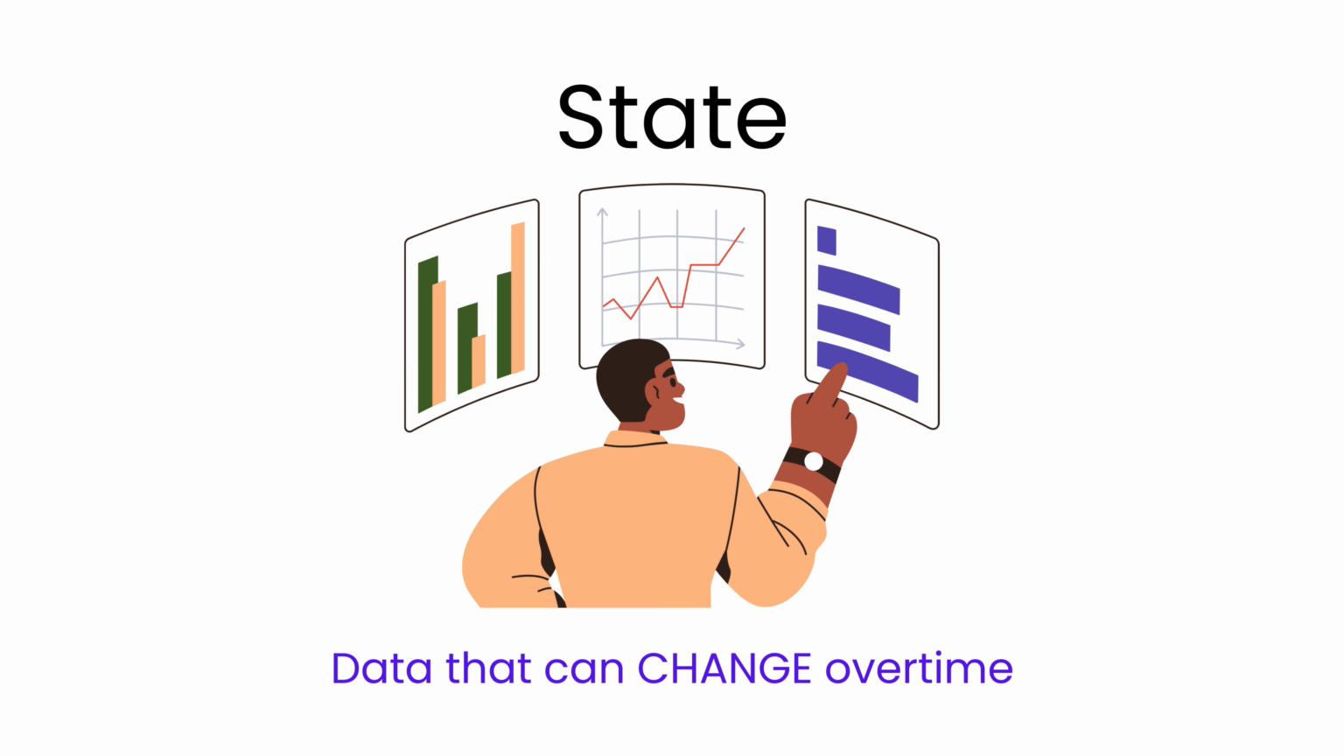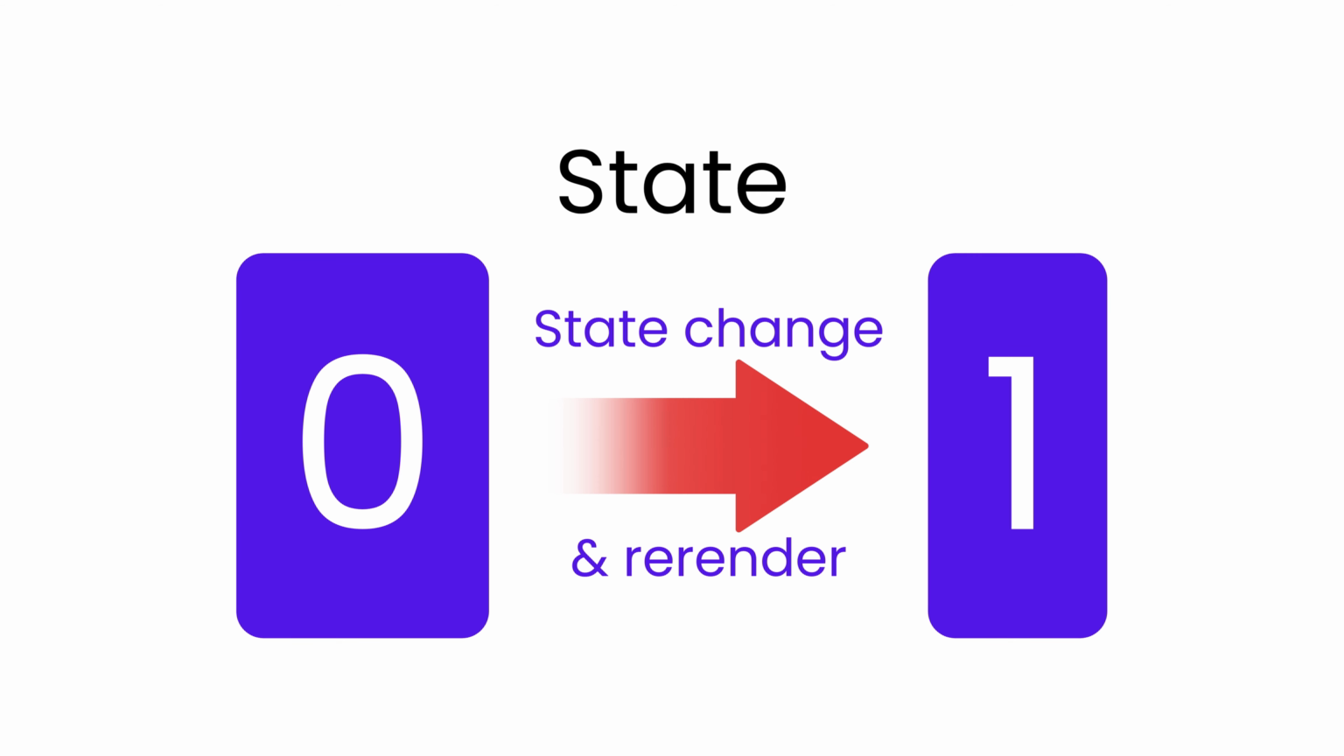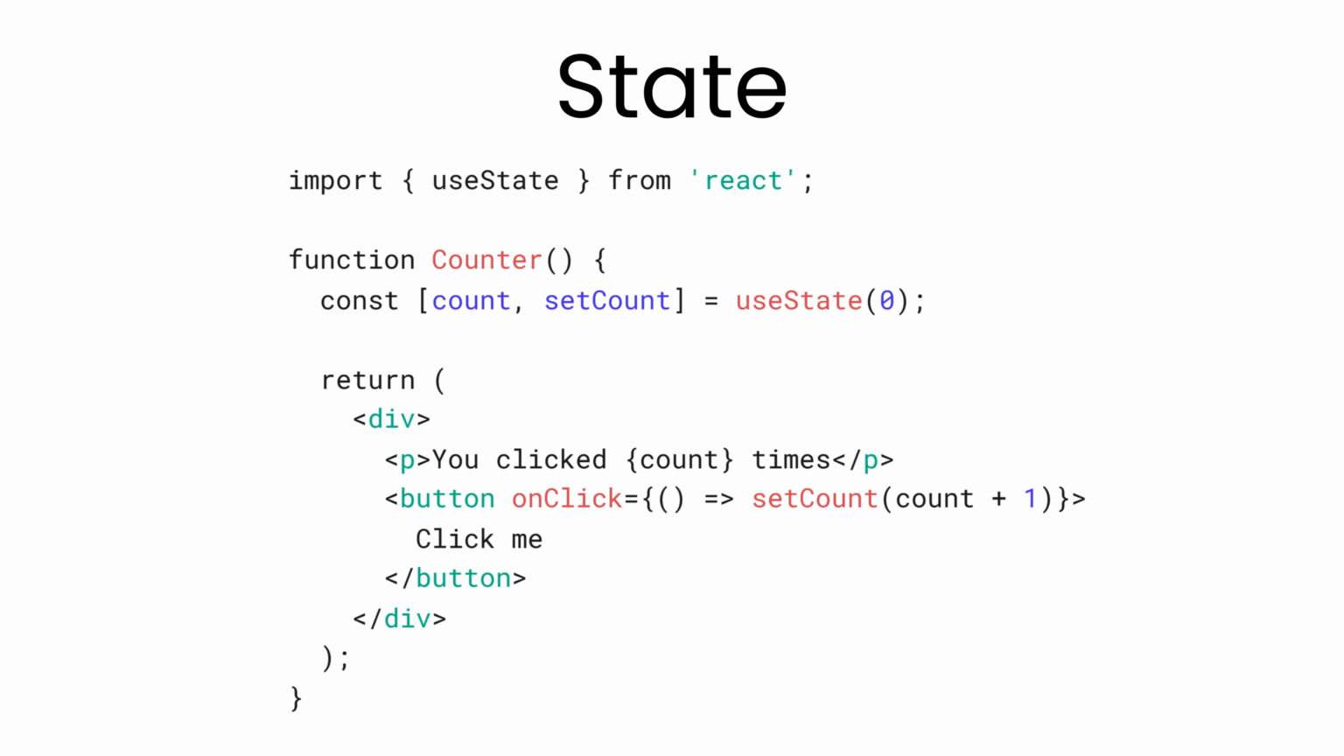Now let's dive into state. This is where React really starts to shine. State is data that can change over time, and when it changes, React automatically re-renders our component with the new data. Here's how it works with the useState hook. Let me walk you through this code step by step.